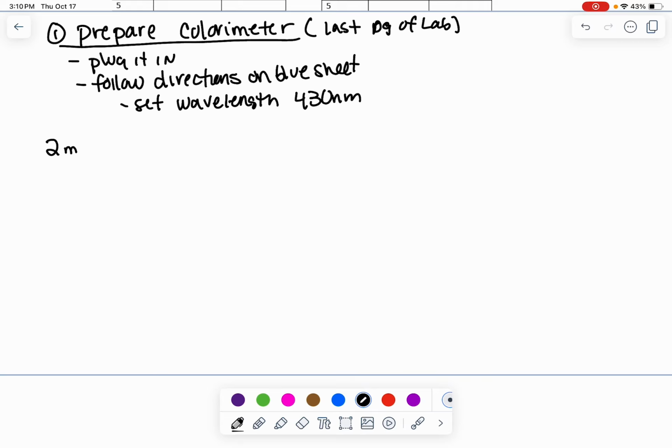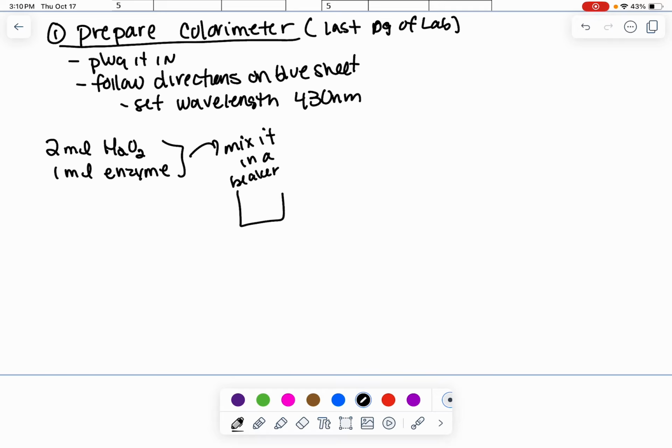So you're going to take 2 milliliters of hydrogen peroxide, and 1 milliliter of the enzyme solution that I give you, the turnip peroxidase. You're going to mix this in a little cup or a beaker. I'll have these for you. So you put those two together and mix it. Then you're going to transfer it into a cuvette. A cuvette is the little square thing that fits into the colorimeter. You can't put a beaker or a test tube directly in there. So this is a cuvette.